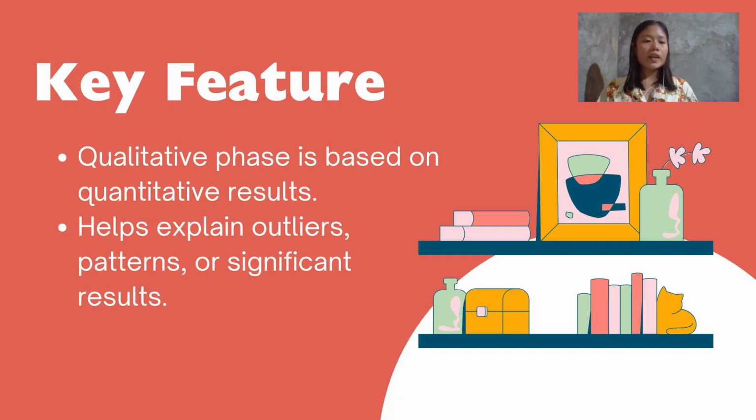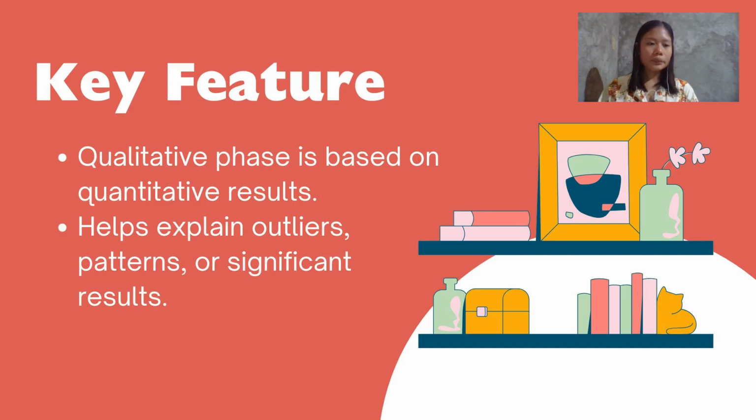So we have here the key features of explanatory sequential mixed methods. One of the most important features of this design is that the qualitative phase is directly based on the quantitative results. This means that the findings from the first phase guide the second phase. This connection between the two phases makes the research more focused and meaningful.